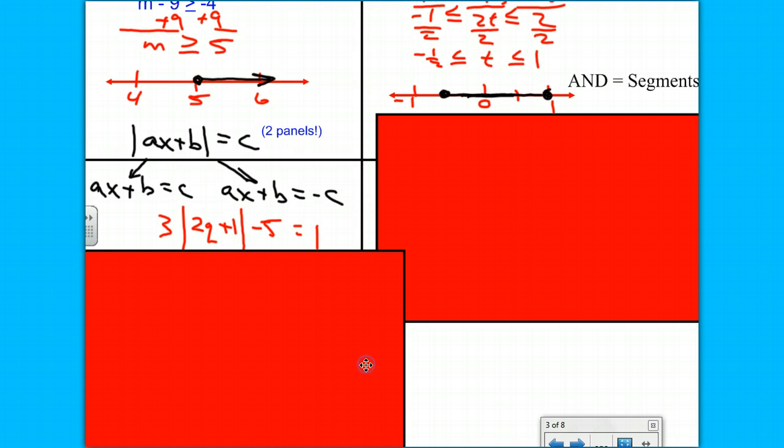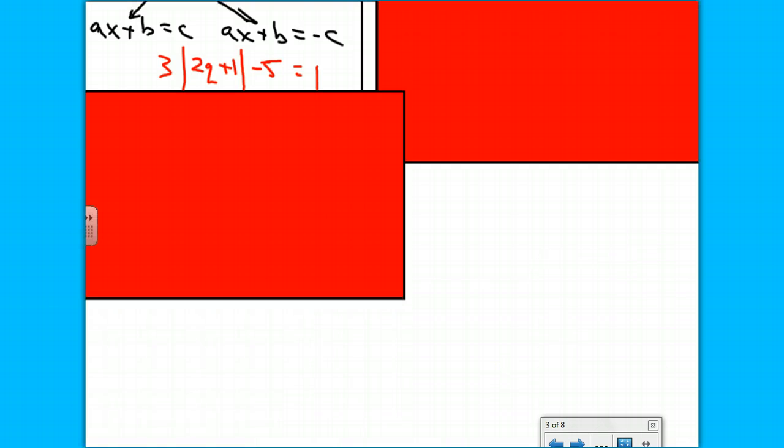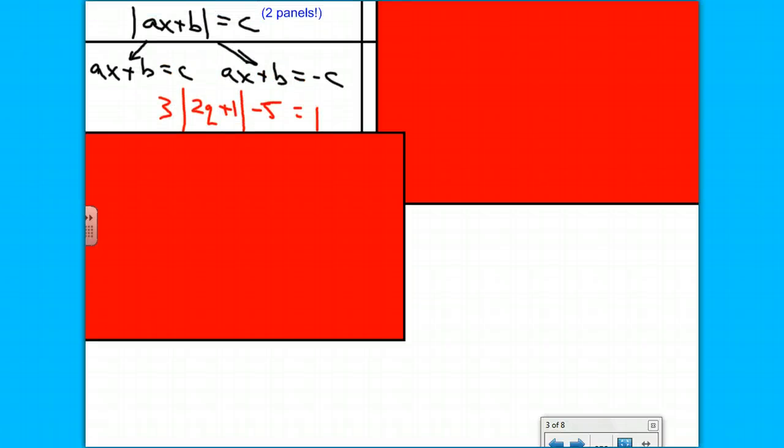So let's try this with a real world example. Wish I could extend the board. There it is. Okay.